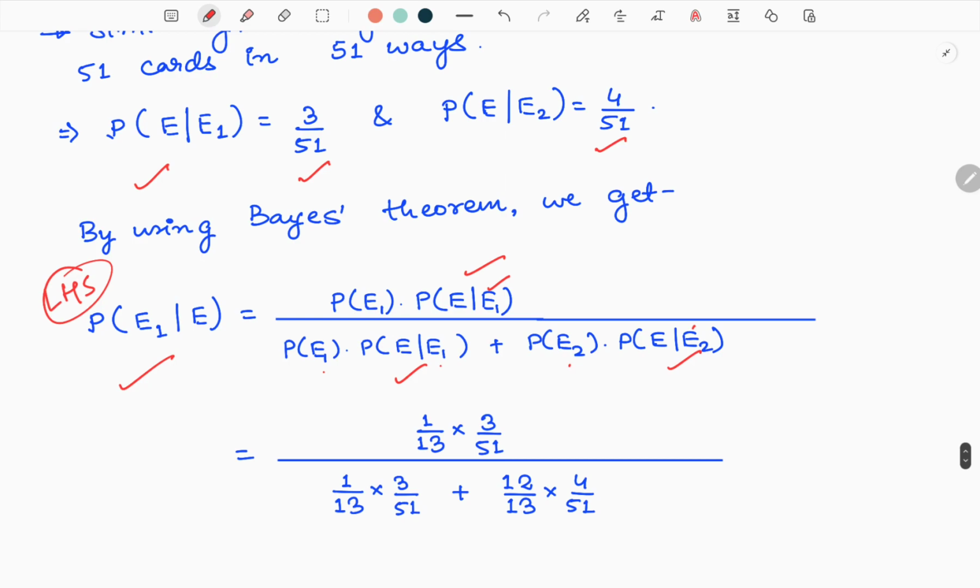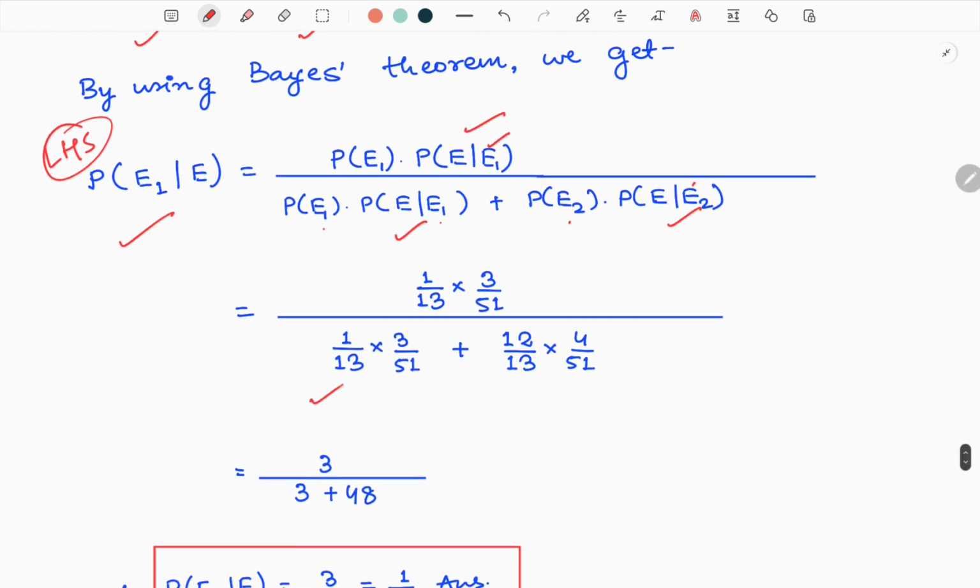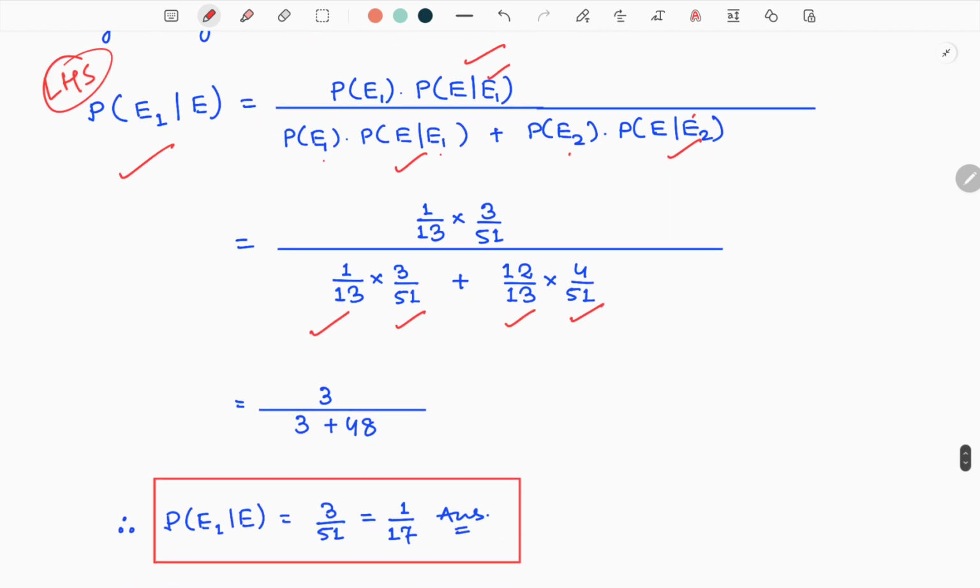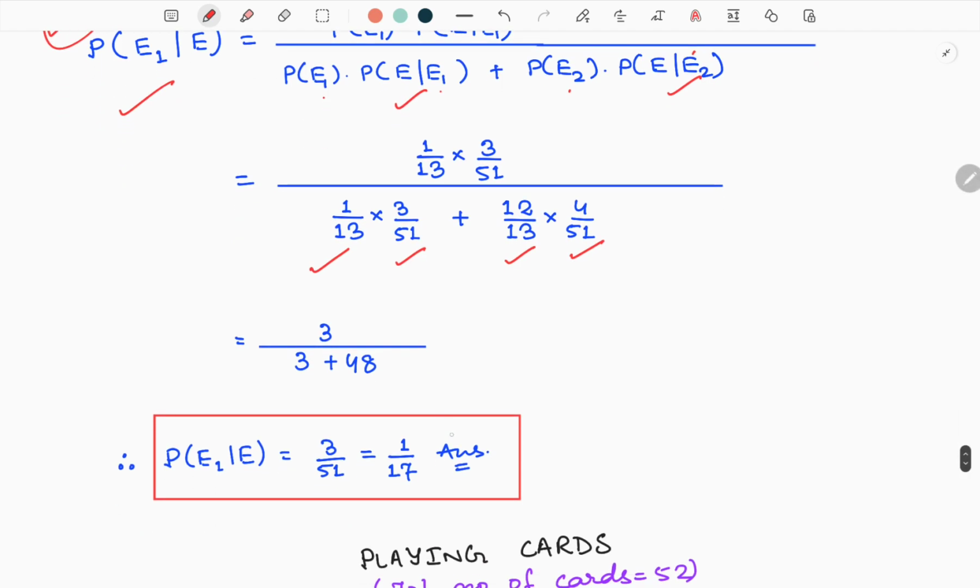Now put all the values. Probability of E1 is 1 by 13, probability of E given E1 is 3 by 51, probability of E1 is 1 by 13, probability of E given E1 is 3 by 51, probability of E2 is 12 by 13, probability of E given E2 is 4 by 51. Now this 1 by 13 and 1 by 51 will get cancelled because they are common in both the numerator and denominator, and we are left with 3 upon 3 plus 48, which becomes 3 by 51. Cancel 51 with 3 and you will get the answer as 1 by 17.